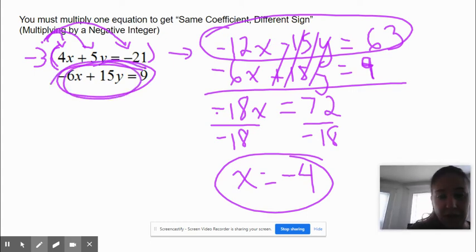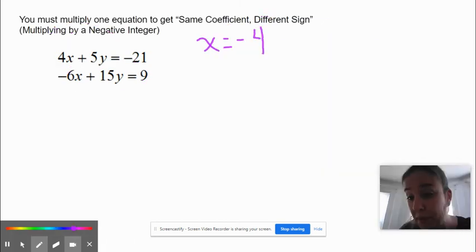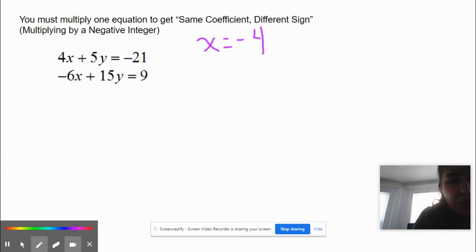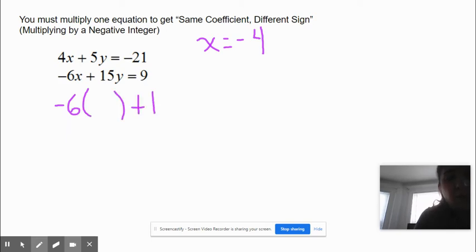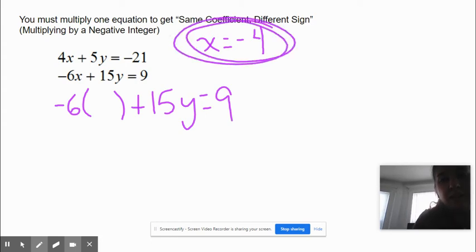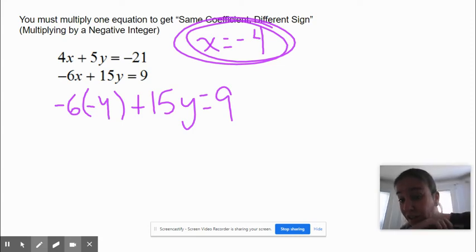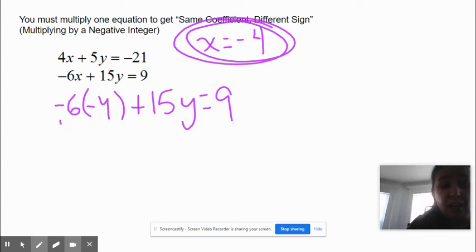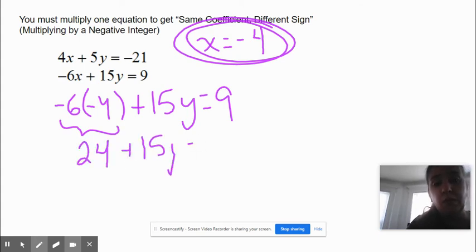I'm going to clear my board so I have some space, and I'm going to remember x is -4. Okay, so I'm reminding myself x is -4. I think I said I was going to use the bottom equation. Sure, it really doesn't matter. So I'm just going to say -6, but I'm going to take out x and replace the x with what I know x is equal to, which is -4. Now I'm just going to clean this up, right? I know that -6 times -4 is 24, plus 15y equals 9.